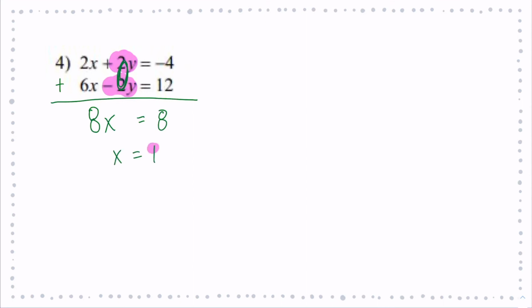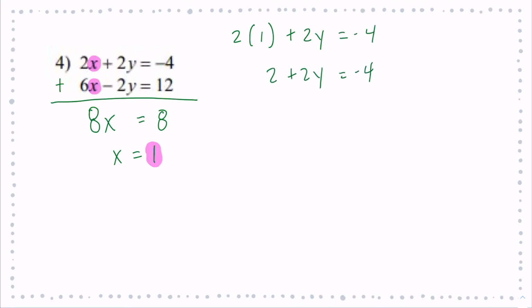And then we take that 1 and we substitute it back into either the first equation for x or the second equation. Does not matter which one. I'll just pick the first one. So x is replaced with 1, and now we are solving for y. Subtract 2 from both sides. And so y is negative 3. So our solution here is 1, negative 3.